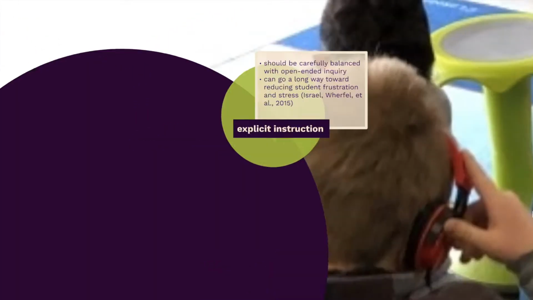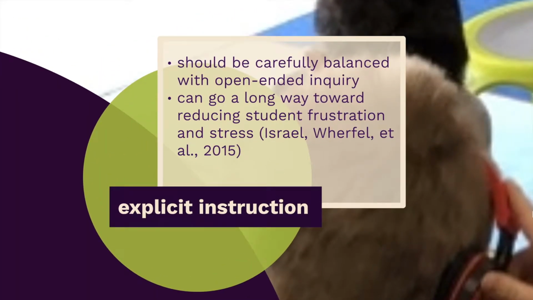One of those interventions for computer science instruction is explicit instruction. For students who struggle with following multi-step directions, the use of explicit instruction can be invaluable. Among other things, explicit instruction can include beginning with clear goals, providing and modeling step-by-step instructions, using clear language and clarifying new terminology, providing lots of guided practice, monitoring student performance, and providing immediate feedback. While explicit instruction should be carefully balanced with open-ended inquiry, it can go a long way toward reducing student frustration and stress.